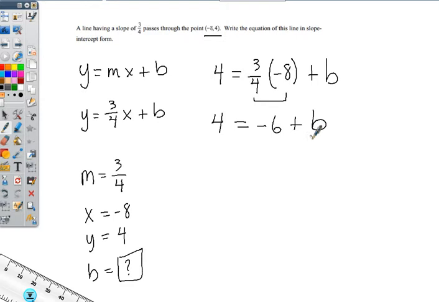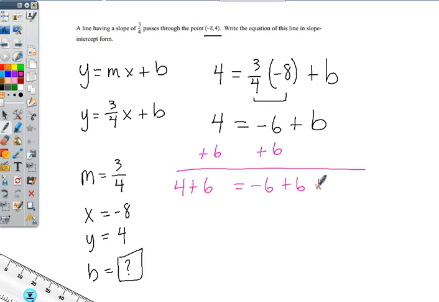So now I need to figure out what number b plus -6 is going to give me a +4. We can use our inverse operations here for solving an equation, just like solving for x. If I were to add 6 to both sides, 4 plus 6, my equation now would look like this: 4 plus 6 equals -6 plus 6 plus b.